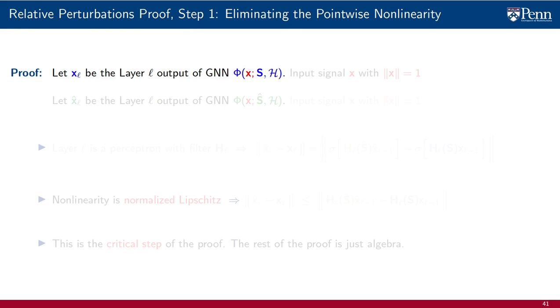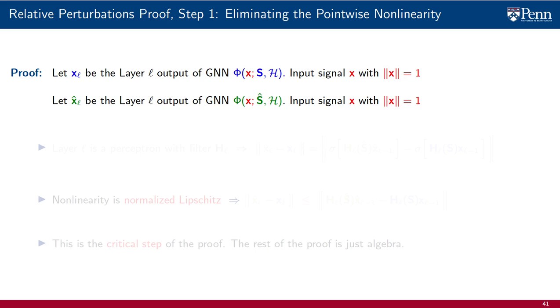To write down a proof, we utilize these slides, which are the same ones we use for the dilation proof. As we did there, let X_L be the output of the lth layer of the GNN defined on the shift operator S. And X hat L denote the lth layer output of the GNN defined on the perturbed shift operator S hat. The two GNNs start with the same input, but as the shift operators are different, layer outputs are different. This input signal X has unit norm because we are interested in computing the operator norm difference between the GNNs. With these definitions, we compare the output of layer L of the GNN defined over S hat with the output of layer L of the GNN defined over S.